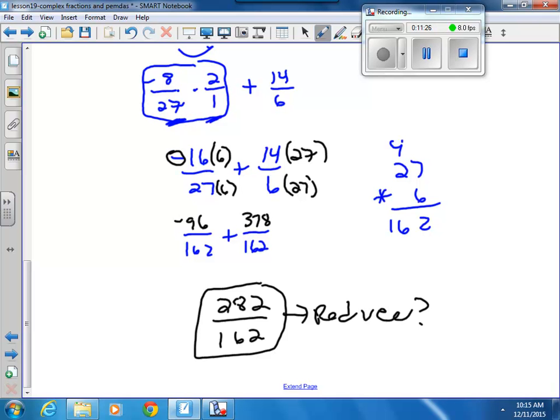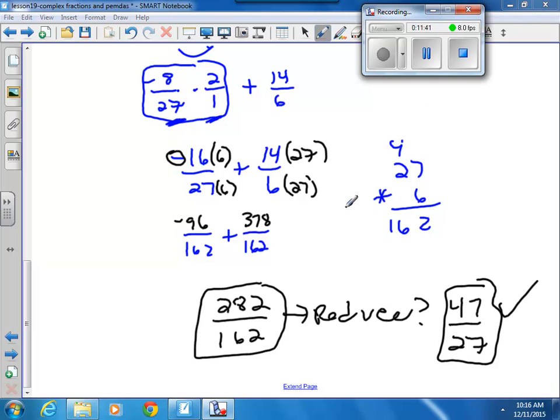You know it's even, so you can at least start by dividing by 2. It should reduce into 47 over 27, and I'll let you play with that on your own for time's sake. Hope that helps. If you're trying to reduce this by hand, you could start off by dividing by 2. But remember our divisibility rules.